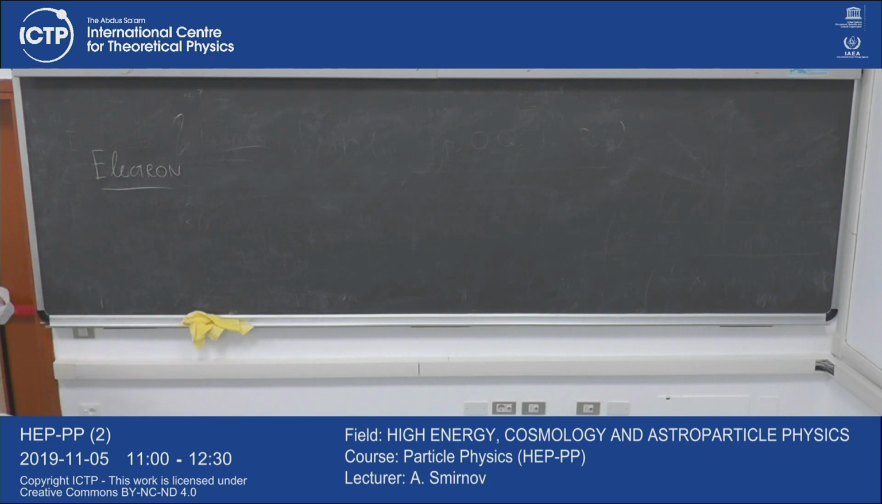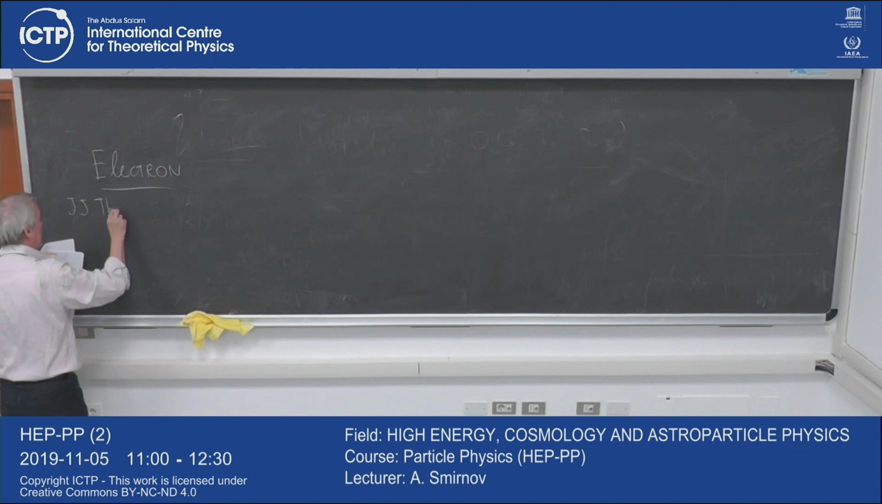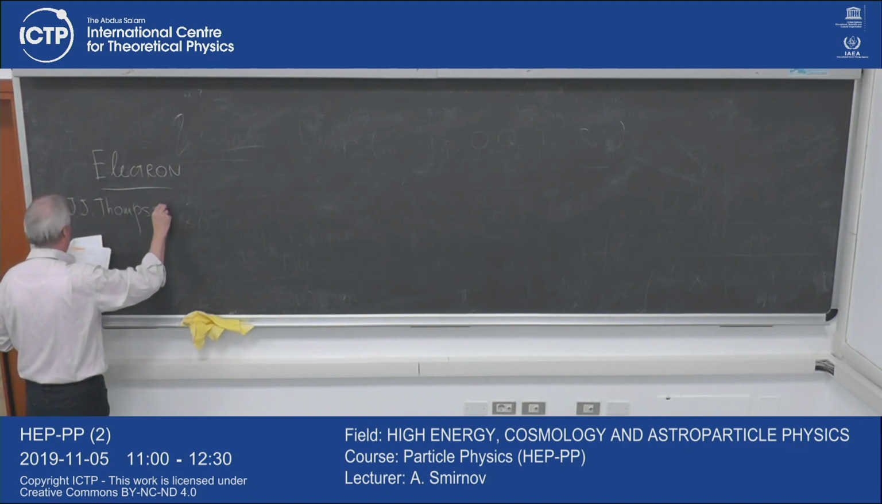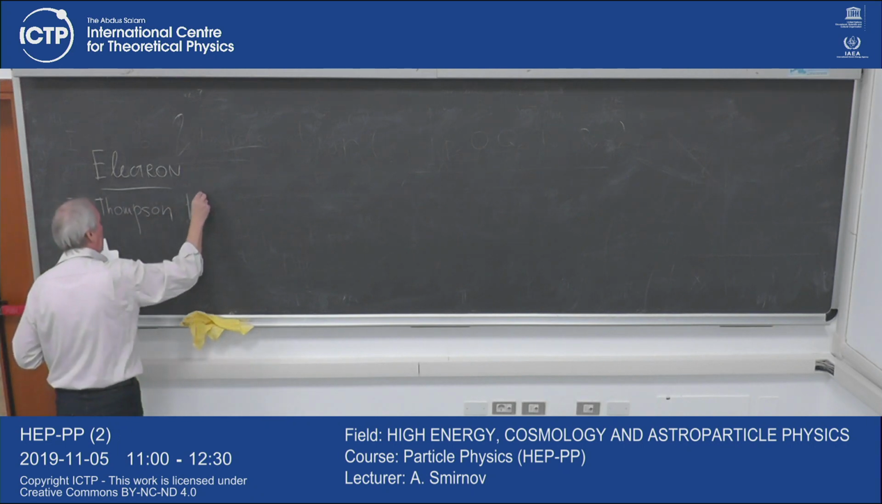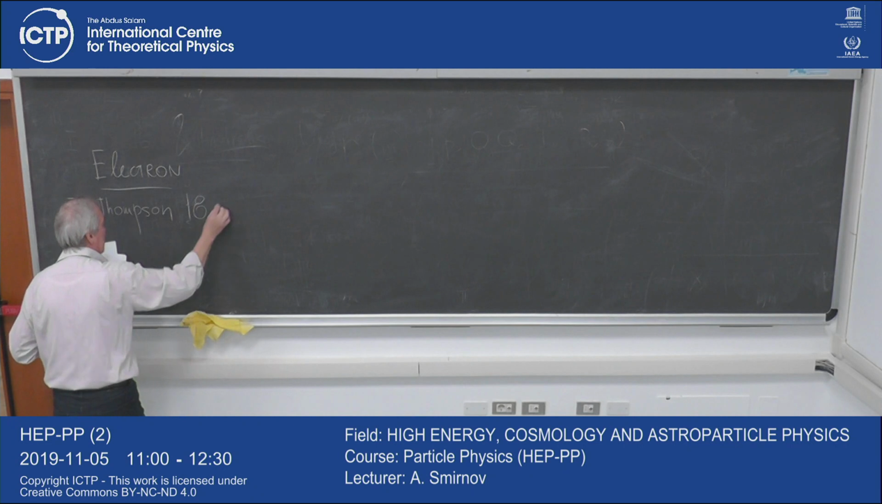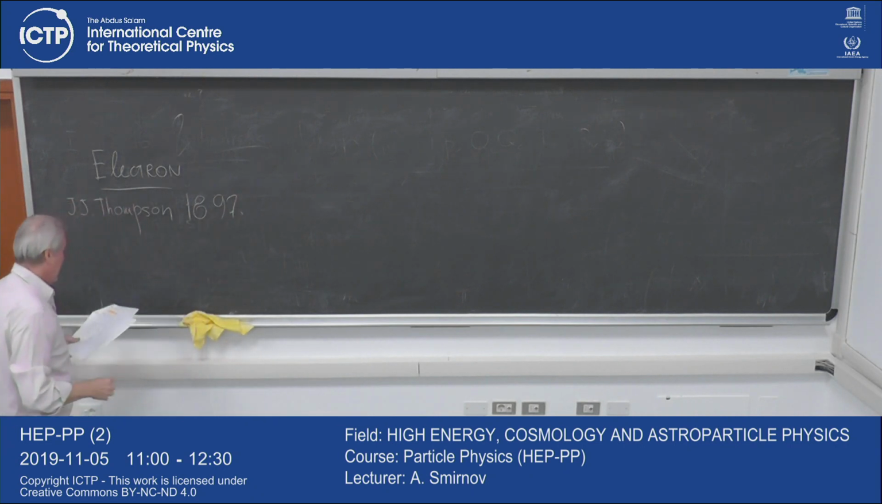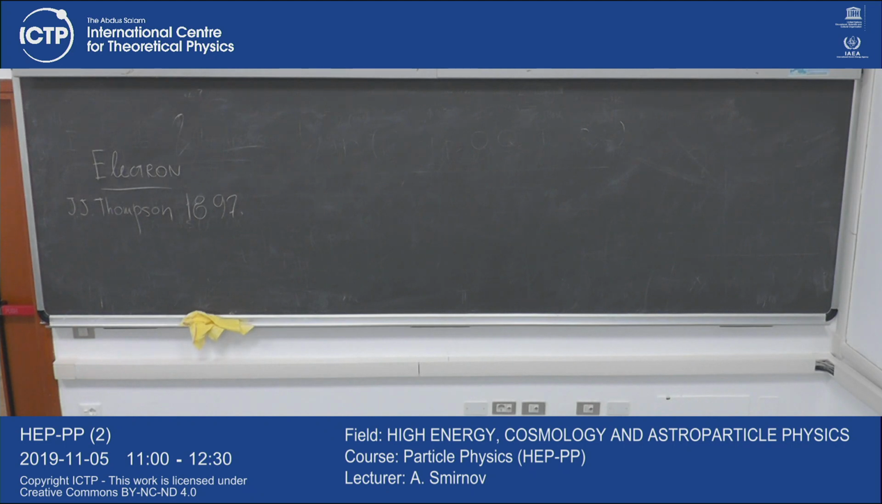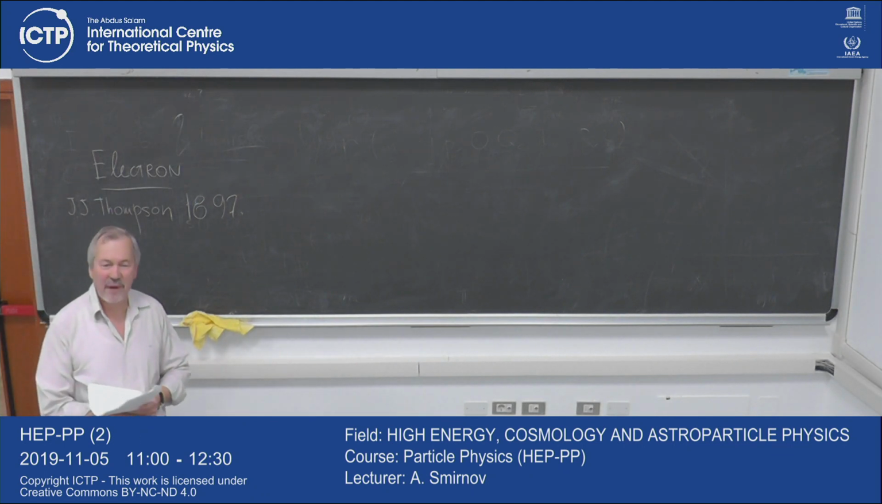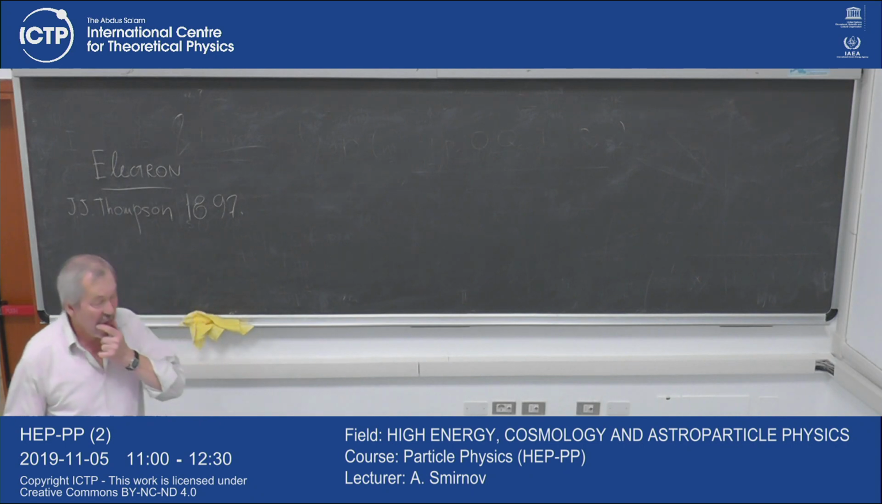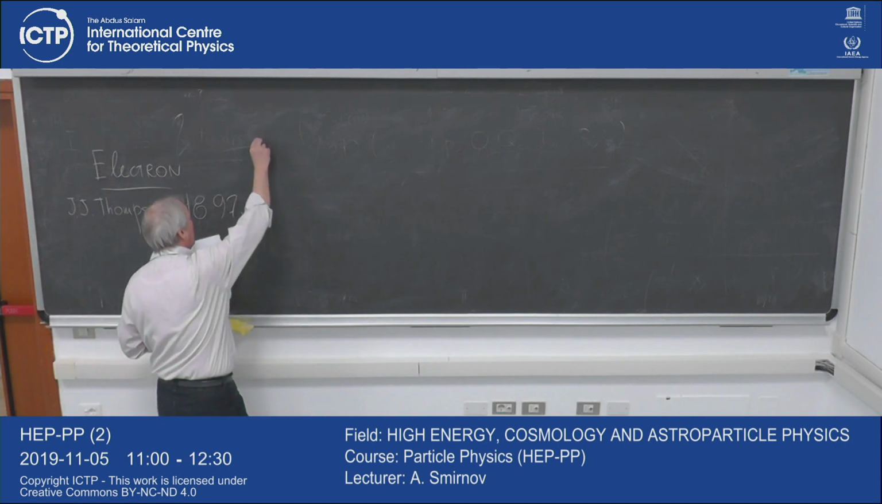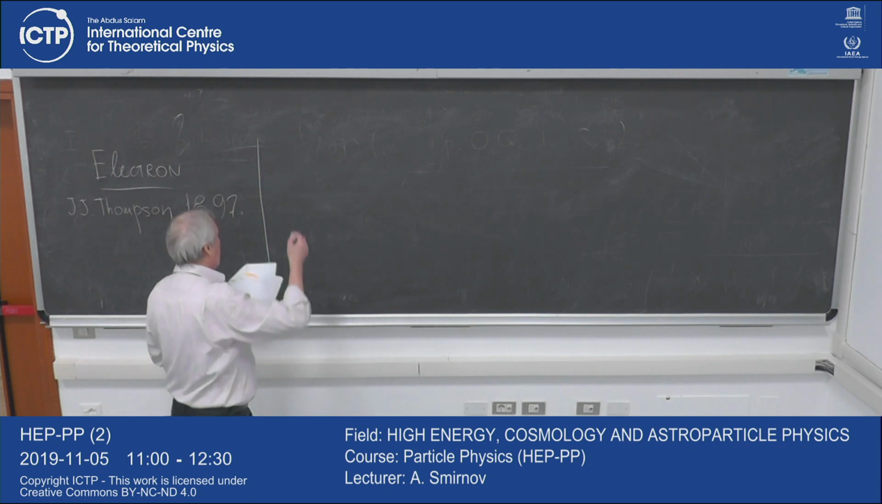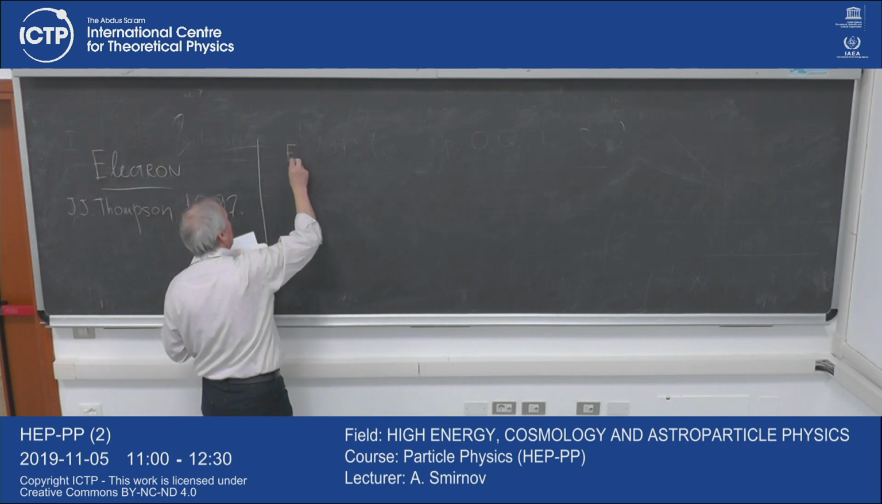So the electron was discovered by J. J. Thomson in 1897, when he was working in Cambridge in the Cavendish Laboratory. And what did he study? He studied discharges in rarefied gases. Schematically, his experimental setup was the following.